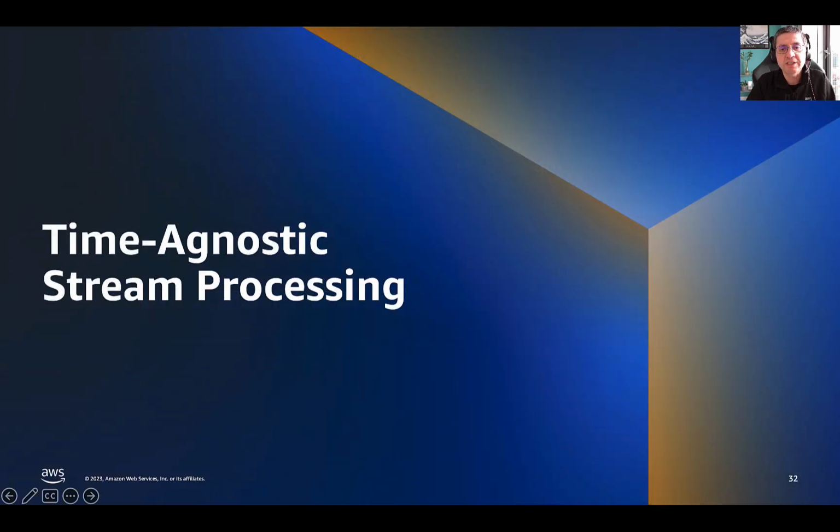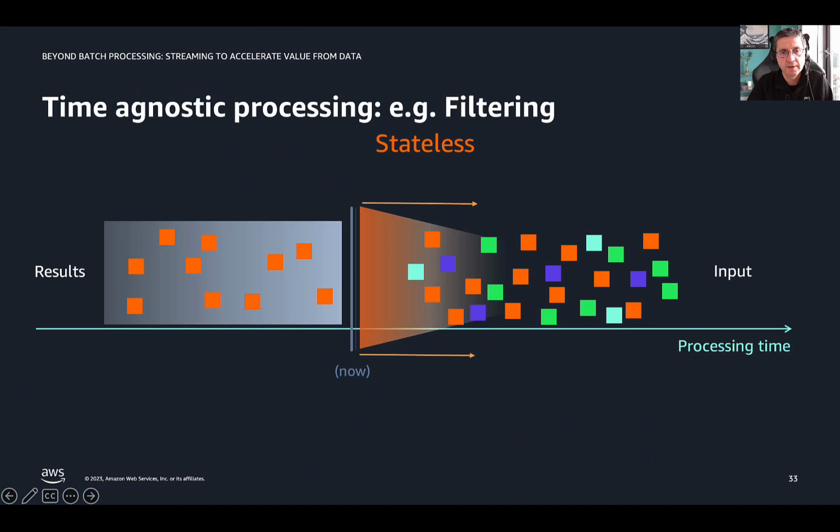But let's start with the simplest case of stream processing logic, time agnostic logic. It means logic that doesn't include time as a factor. The simplest example of time agnostic logic is filtering based on some property of the event. So let's imagine our sensor measurement, and we want to keep only the temperature measurement. Note that filtering is stateless. It means that we can process one event at a time without any knowledge of the event that came before or that will come after it.